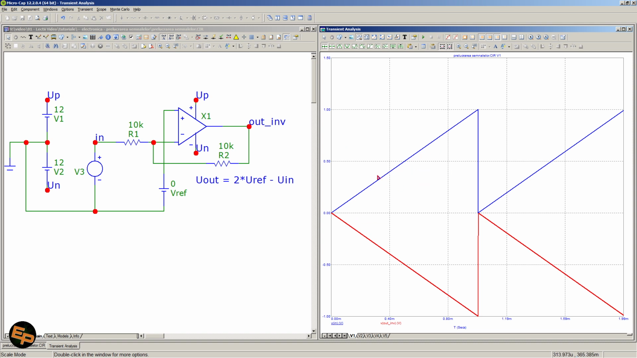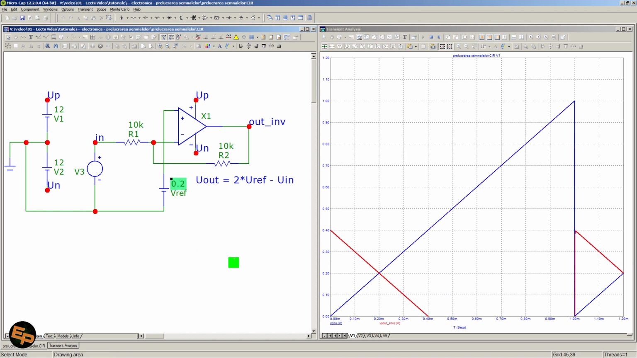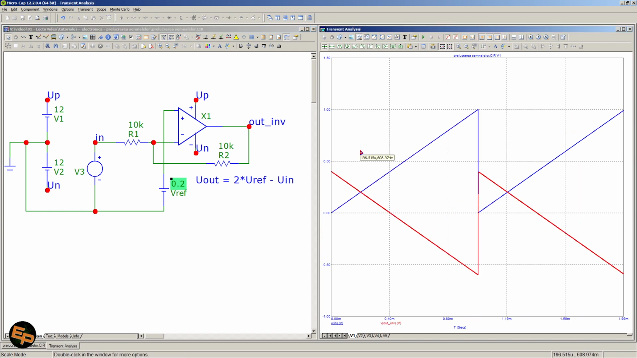Okay, so in that case we need to apply a reference voltage to this plus input. Instead of connecting it to the ground, in other words placing it at 0 volts, we need to give it a reference voltage, and based on this reference voltage the signal will go up a bit or more. Okay, and the output voltage will be, mathematically speaking, 2 times the reference voltage minus the input voltage.